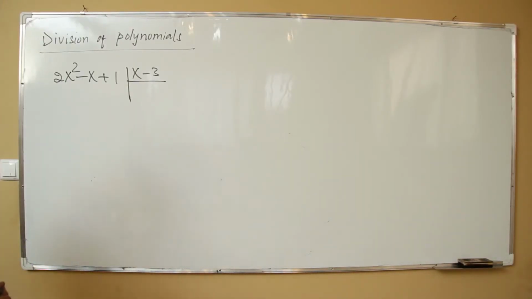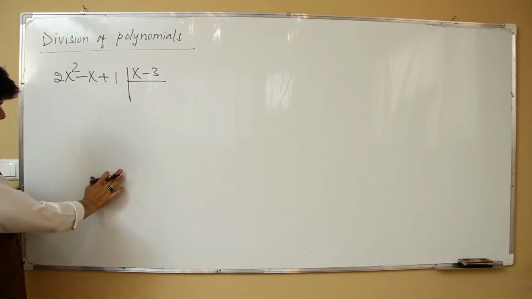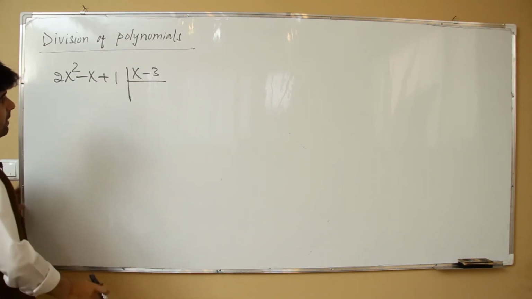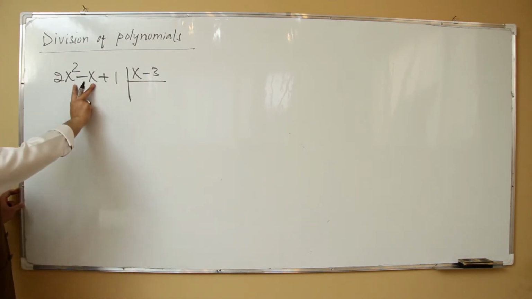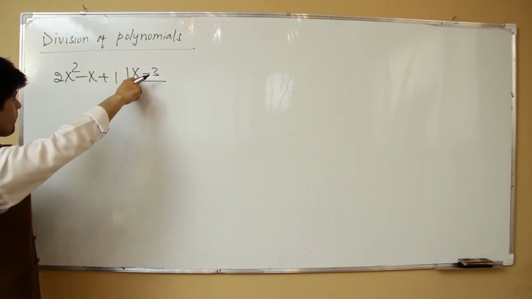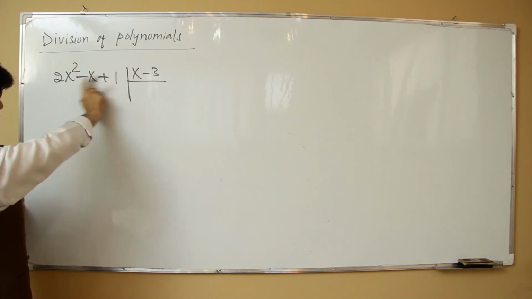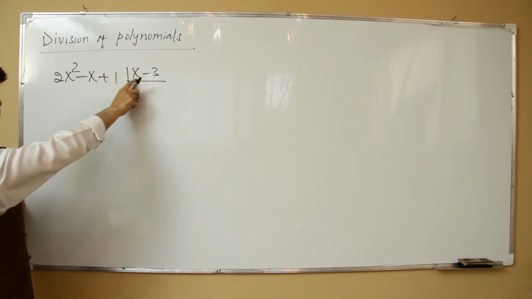Come to one example: 2x squared minus x plus 1 divided by x minus 3. How can we divide? First, try to know the conditions. The condition is the dividend degree must be greater than or equal to the divisor. Yes, it's greater. Then try to divide the first term by the first term.